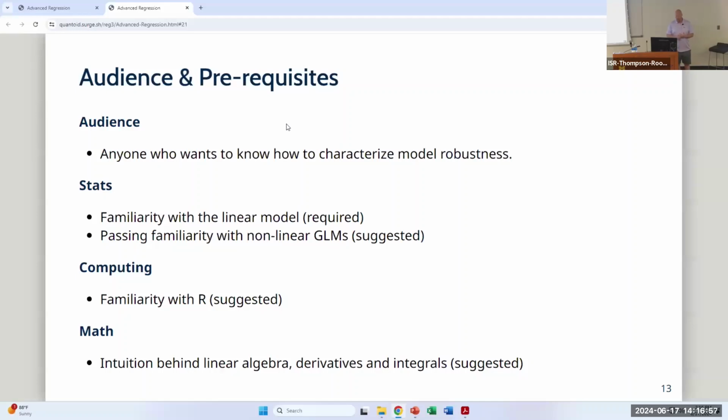And for math, if you had a sort of intuition behind how the linear algebra and derivatives and integrals work, in the sense that if I put one up on the board, you have some vague notion of what it's doing. We certainly don't need to solve them out by hand or anything. But if you have an idea of what they're doing or what's going on, what I mean when I put it up, that would be great.